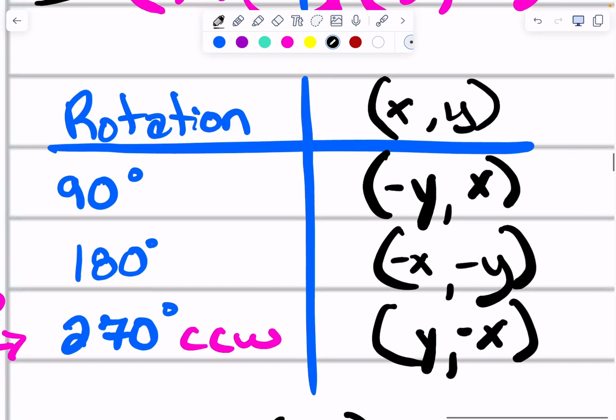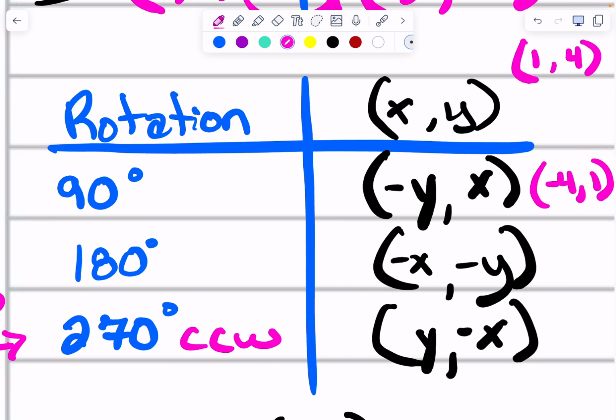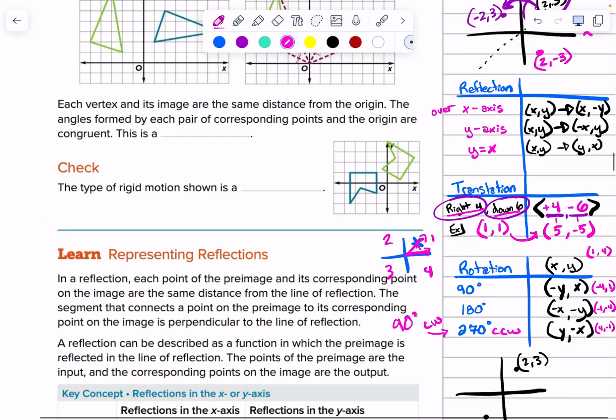Okay? So let's say I'm starting with 1, comma 4. If I want to rotate that 90 degrees, 1, comma 4 is going to change to -4, comma 1. Does that make sense? Let's say I'm rotating him 180. -1, -4. Let's say I'm rotating him 270. 4, -1. Do we see how this works? Okay. These are the rules. I just combined like 3 pages of notes into one. Here are all your rules. Okay? Yay.